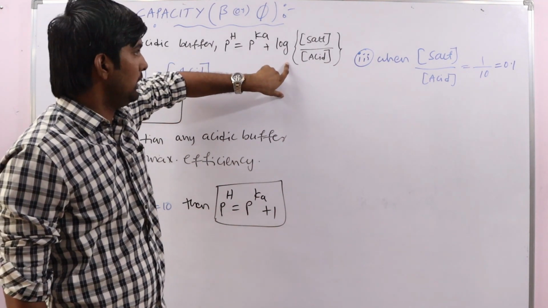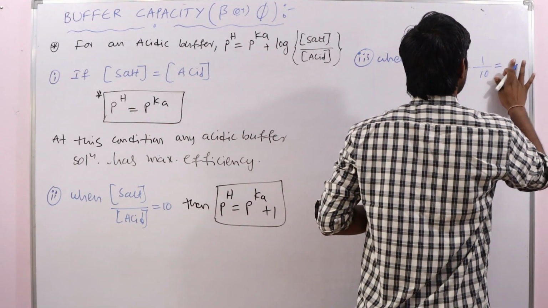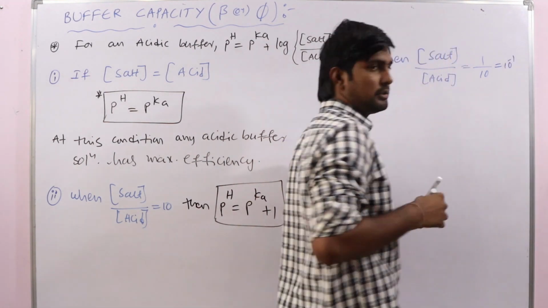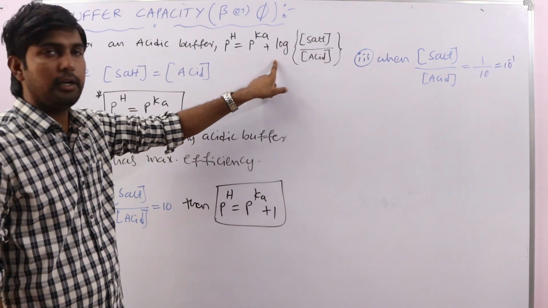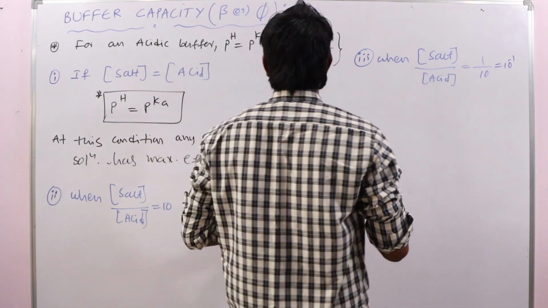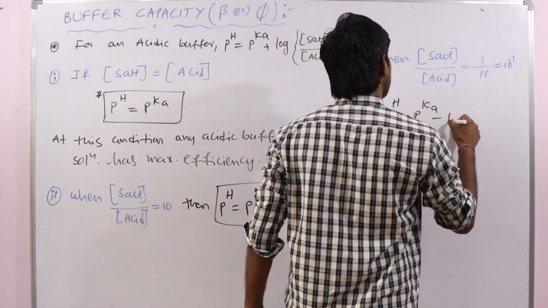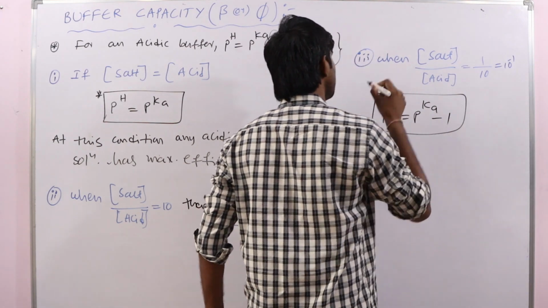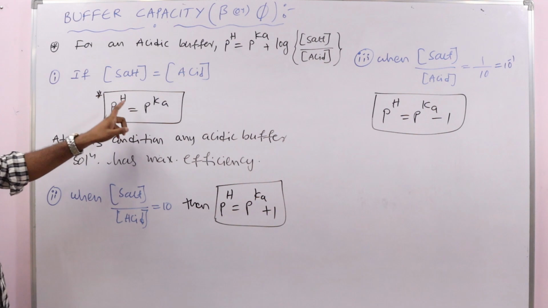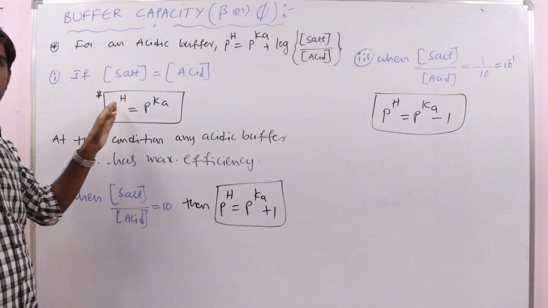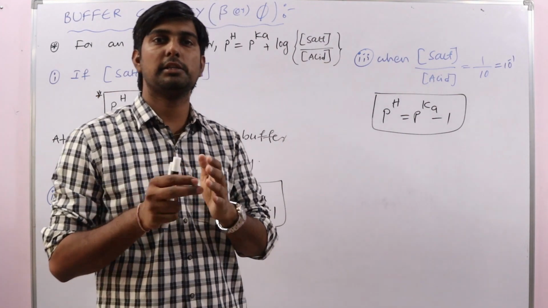Log 1 by 10, we can write 0.1, or we can write 10 power minus 1. So log 10 power minus 1 means we get minus 1 here. Overall we have pH equal to pKa minus 1. Now when the pKa of the acid equals the pH of the solution, in that case the buffer solution shows maximum efficiency.